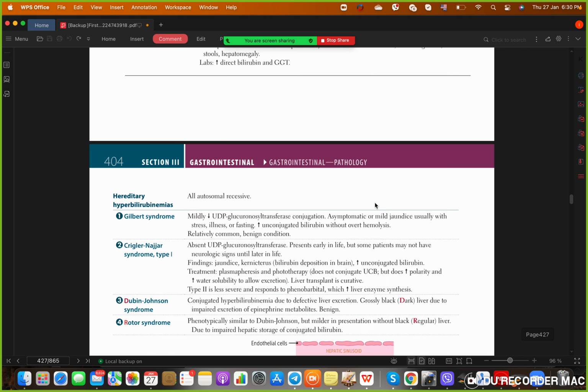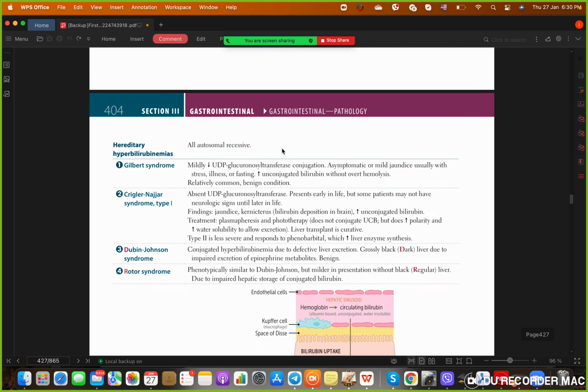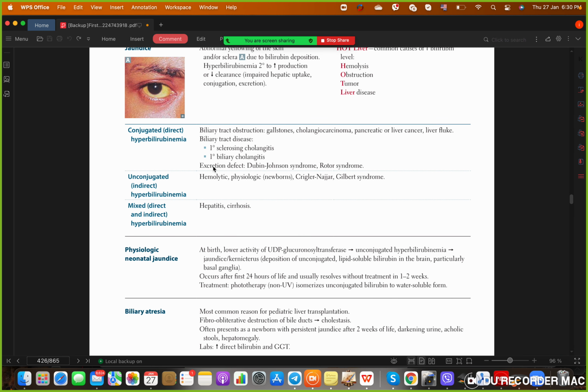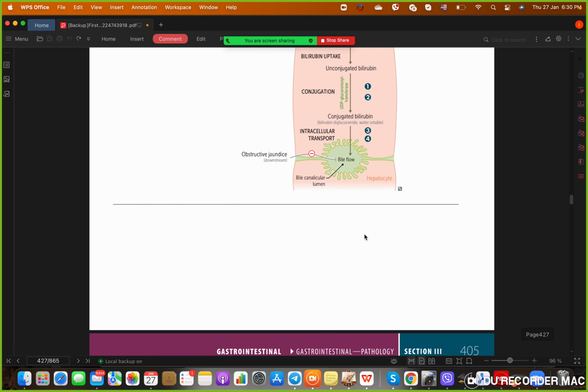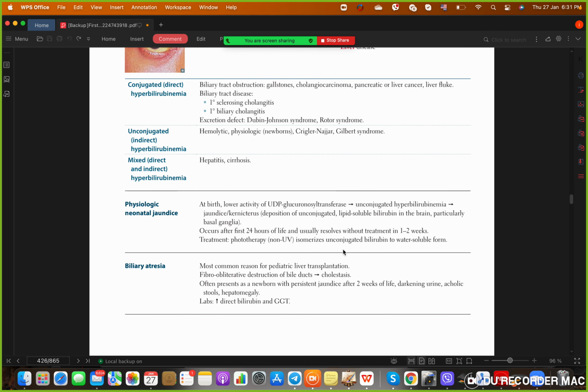Don't worry about them now. They are the topic for today. Later today, we'll speak about them. And when we speak about excretion defects, also Dubin-Johnson syndrome and Rotor syndrome, we'll speak about them today as well. So the next thing we have is unconjugated, or indirect, hyperbilirubinemia. It can be a hemolytic problem. Why hemolytic? Well, what are RBCs made out of? What do we have inside of the RBCs?